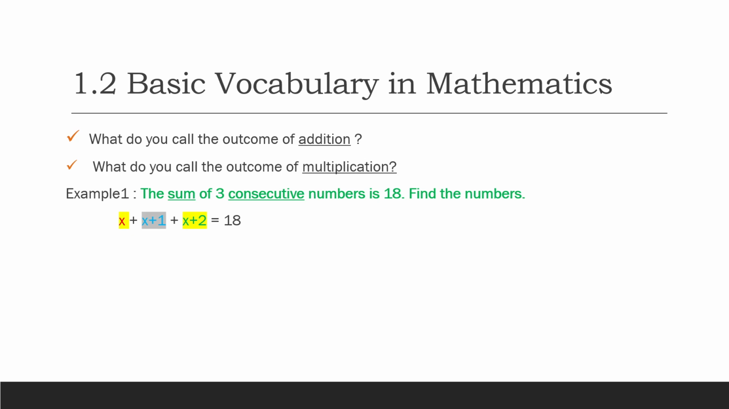So the first term would be x, unknown. Then the following one would be x plus 1. Then the next one that follows will be x plus 2. So the important thing to understand here was the word sum. The sum is the outcome of addition. So simply, then you can be in a position to solve your problem.